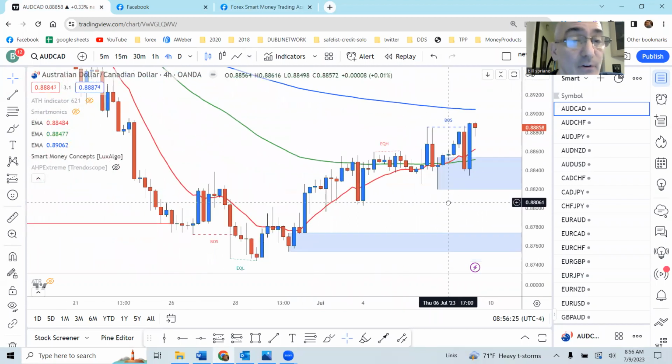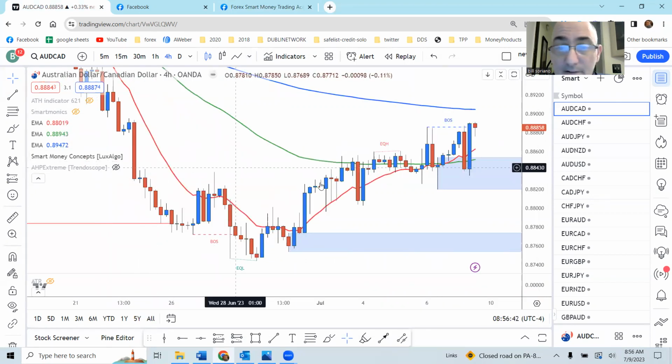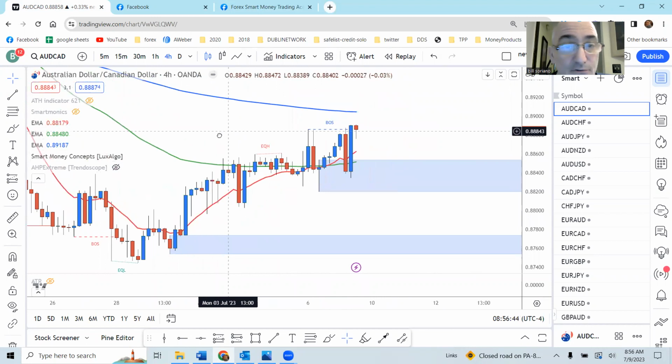So this indicator that we use here is called Smart Money Concepts Lux Algo. So if you go to your indicator list, you'll be able to search for it. You see I have it here in my favorites. Right here, Smart Money Concepts Lux Algo. Okay, and this just helps you to identify your order blocks. It will give you some order blocks here, as you can see.